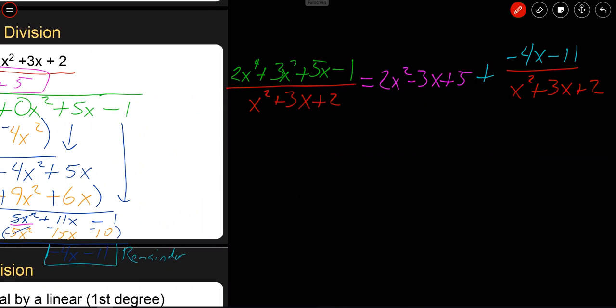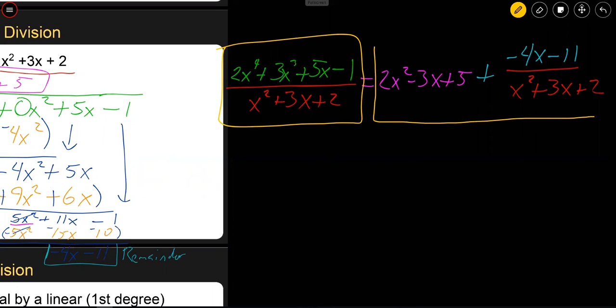So again, on the left side is my original problem, my dividend divided by my divisor. The right side of my problem is my quotient in pink plus my remainder in that light blue color over my divisor, which is again in red. And this is how we would write our answers when we do long division. Because we're not dealing with just numbers, we won't end up with a decimal, a terminating or repeating decimal, I should say. So to get an exact answer, we have to leave it like this.